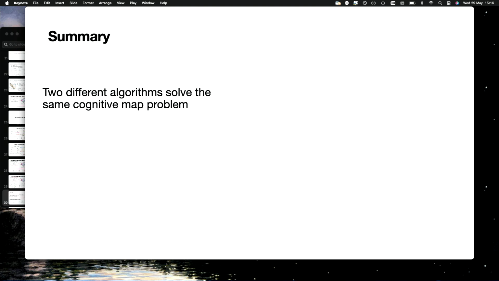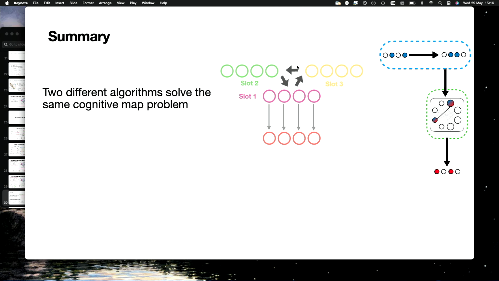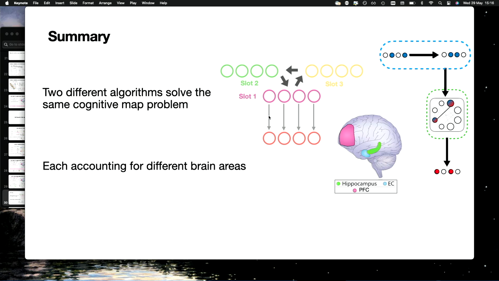And I'll just skip this bit. In summary, what I've tried to show is there are 2 algorithms that solve the same cognitive map problem. This slot-like algorithm stores memories in neurons, and this other algorithm stores memories in synaptic connections. Each of these algorithms accounts for brain data in different brain regions: this one the hippocampal formation, this one the prefrontal cortex.